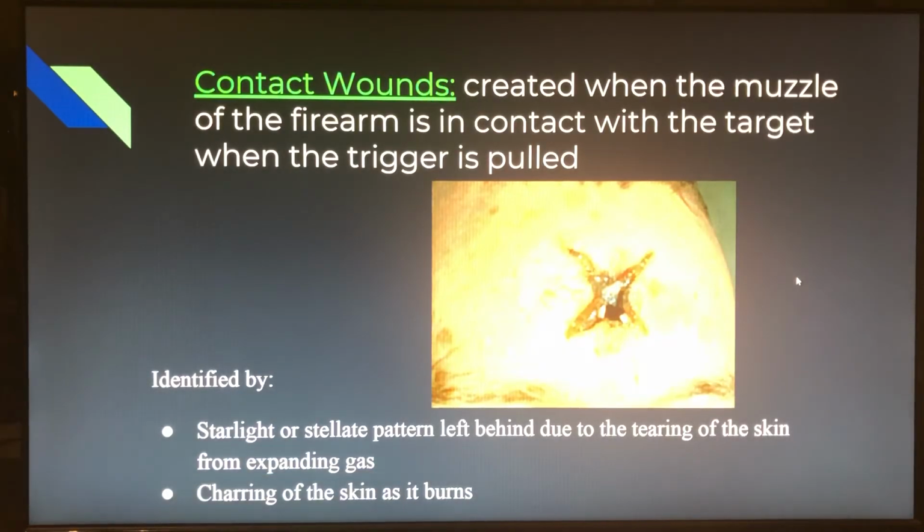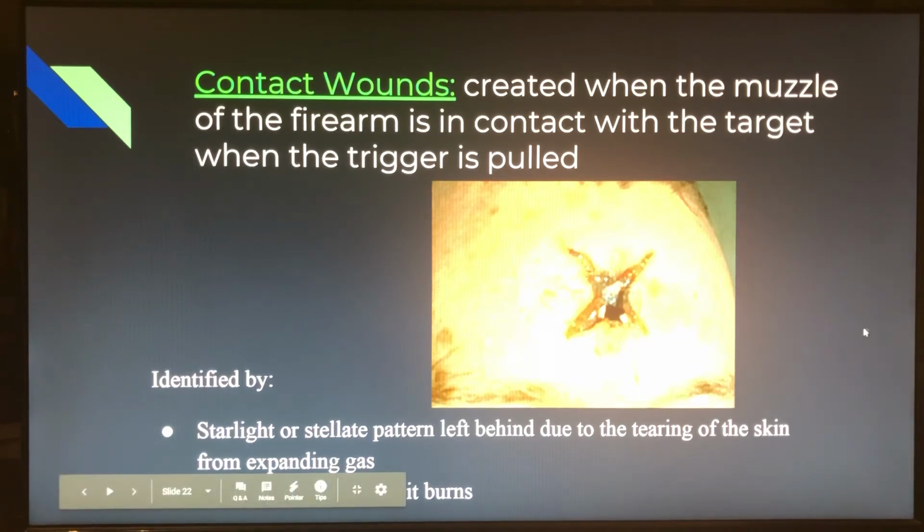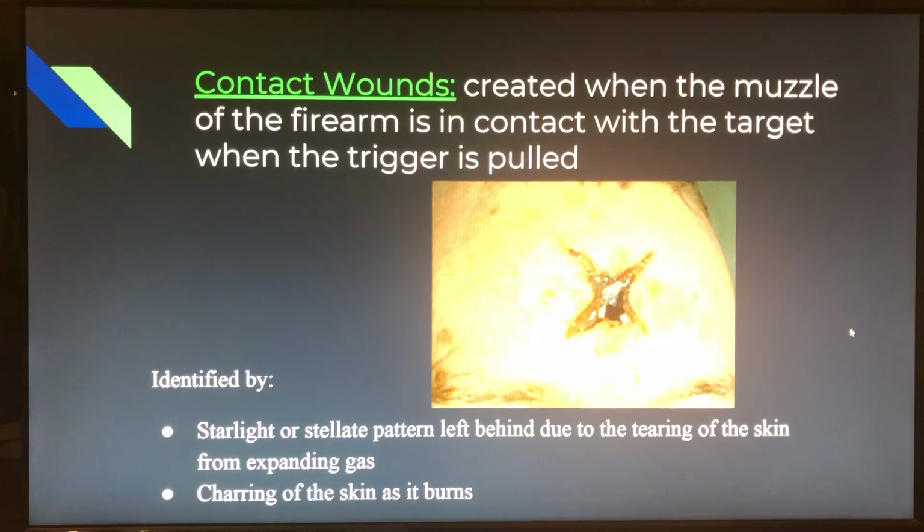Contact wounds are created when the muzzle of the firearm is in contact with the target and when the trigger is pulled. So they are identified by this starlight or stellate pattern left behind due to the tearing of the skin from the expanding gases that are released with the fire of the gun. You're also going to see some charring of the skin, some burning of the skin due to the heat of that release of gas.